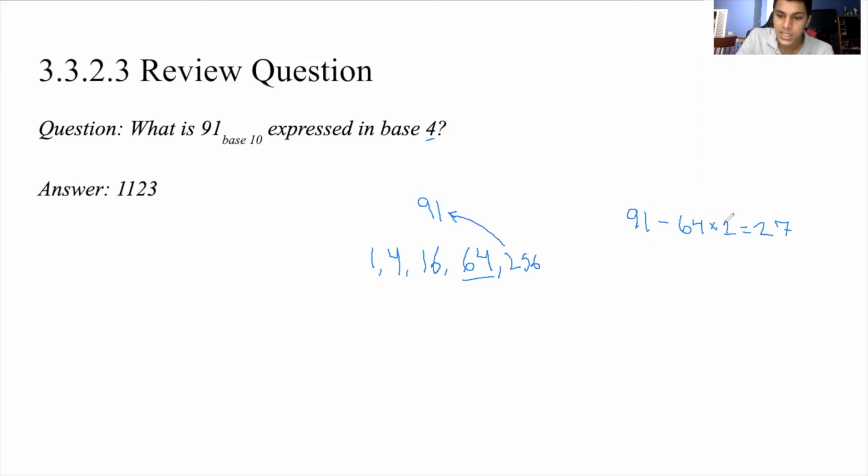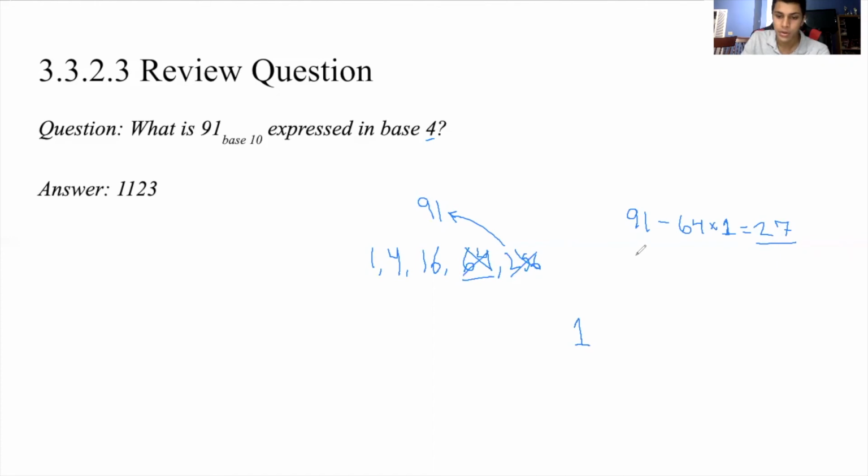All right, and now since 64 goes into 91 once, then in our 64th place in this base 4 number, we put a 1. All right, so now we have 27 remaining, right? So now we need to move to our next highest power of 4 that we haven't used, which is 16. So how many times does 16 go into this remainder, 27?